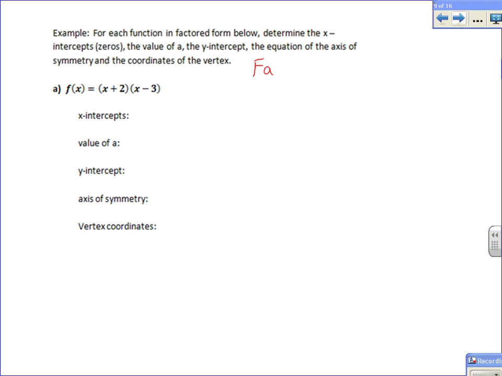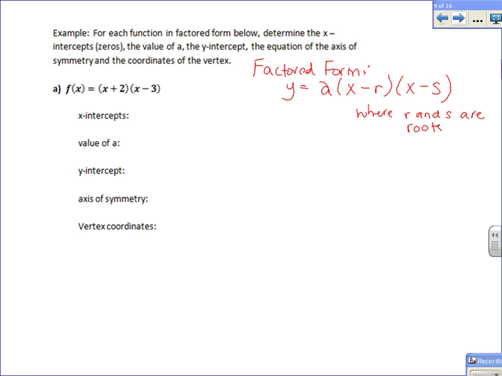So I'm just going to remember that factored form, and you will be provided with this equation. Okay, factored form is y, or f of x, is equal to a times (x minus r)(x minus s), where r and s are the roots, or the zeros of the parabola. So when we have a look at this, I'm looking for r and s.